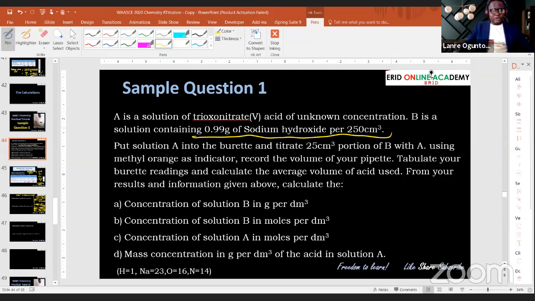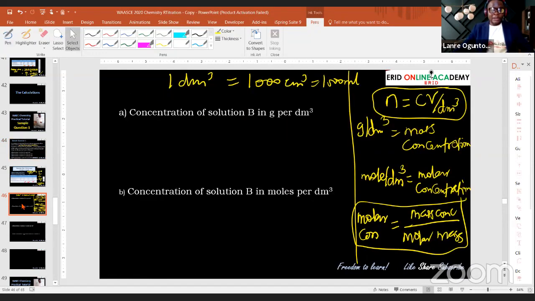Of sodium hydroxide in 250 mil. That in 250 mil simply means that if we have that in 250, what are we going to find in 1000? Because concentration in grams per dm cube simply means mass concentration. And mass concentration means the amount by mass of solute dissolved in 1000 mil of solution.